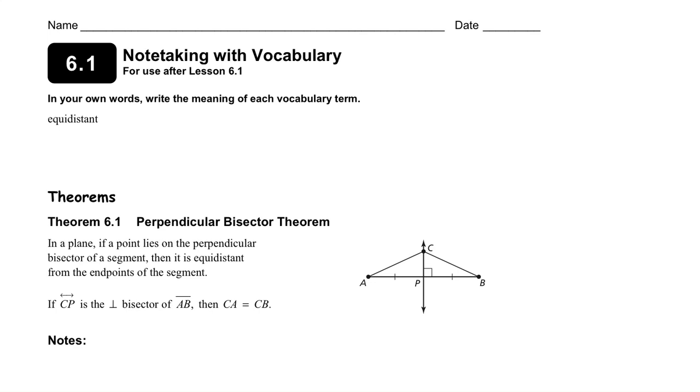Welcome, everybody. This is 6.1. All right, unit 6.1. And let's get into some vocab. We will talk about this equidistant vocab here.